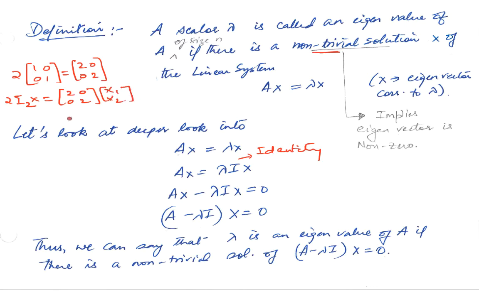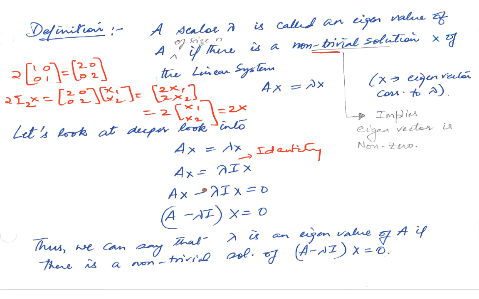We do our matrix multiplication. What do we get? We get 2x1 and 2x2. Clearly, I can take the 2 out. It's common, right? x1, x2. So 2 times I2x is the same as 2 times x. Do you see that over here? So that's what I'm basically applying over here. It's all very simple matrix calculations.